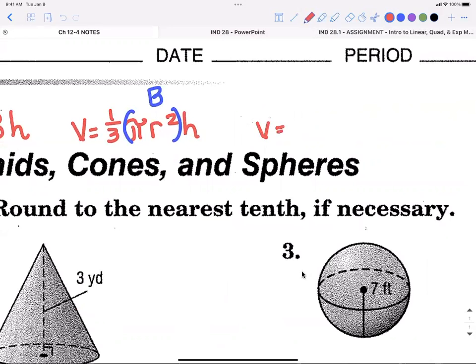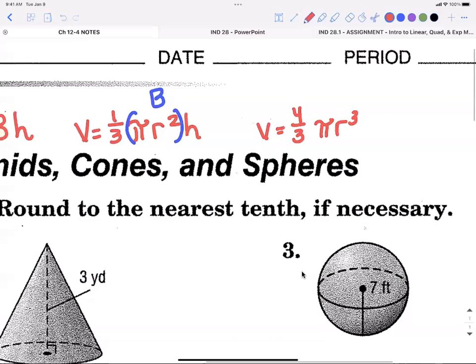And then last, we've got the formula for the volume of a sphere. And that is V equals 4/3 times pi times radius cubed. We've not really seen a cubed yet, but that is the formula for the volume of a sphere. Okay, all right, so let's put these into action.